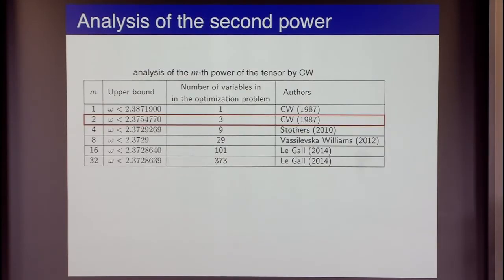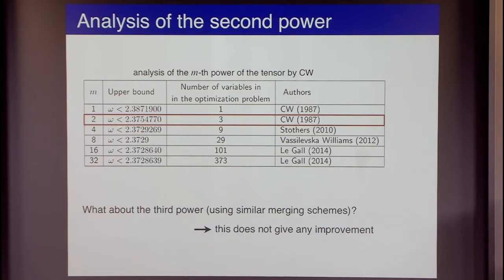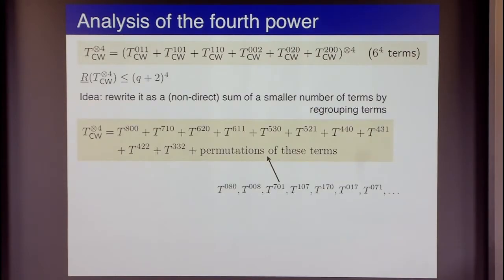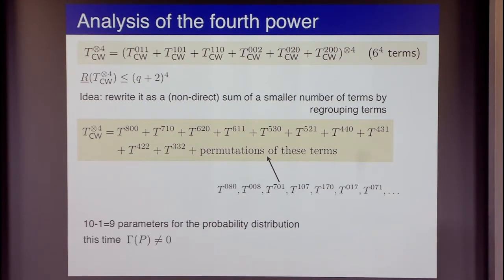So it's really mechanical. And what about the 3rd power? Well, it doesn't give any improvement, but the 4th power will give it. So the 4th power this time has this number of terms, and you are regrouping. You did some merging. You will have this time only 9 parameters. Okay, so 10 families of components, so 9 parameters. But this time gamma is not equal to 0.